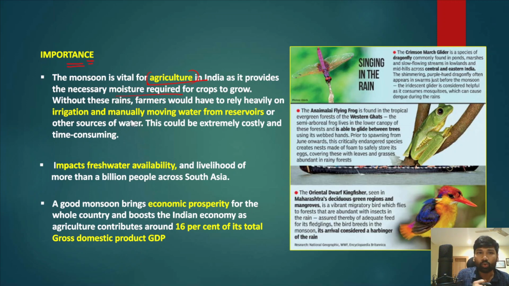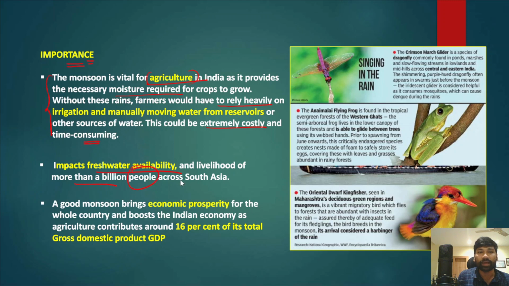If there are no rains, farmers would have to rely heavily on either irrigation techniques or manually moving water out of the reservoirs. Now, even if there is no rainfall or deficit rainfall, reservoirs would also have no water, and the underground water tables would also not be recharged. So this could be extremely costly and time consuming.